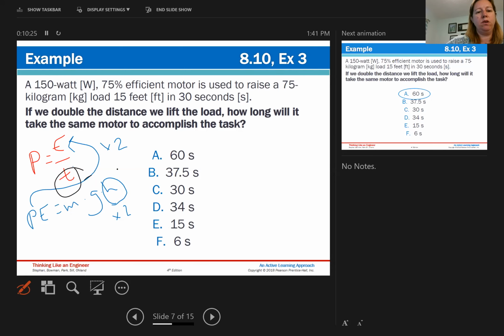To our time, well, if our energy doubles, then our time must also double.